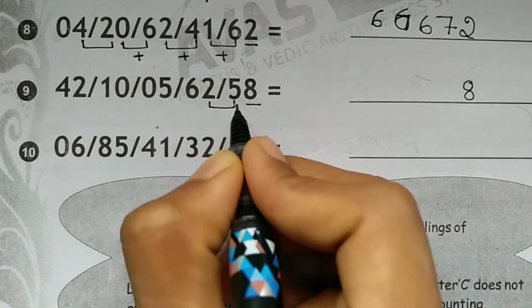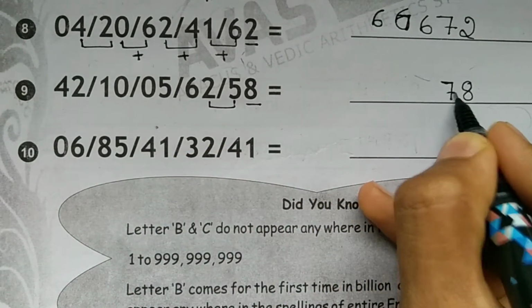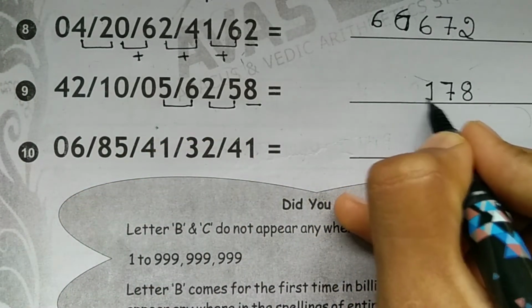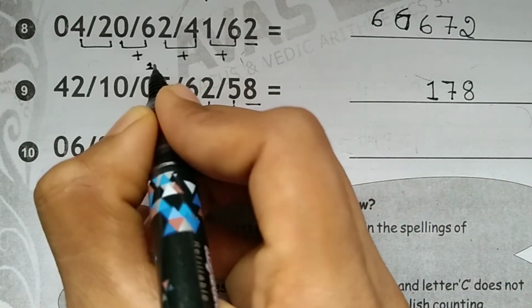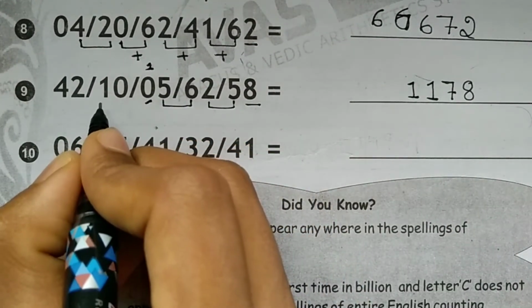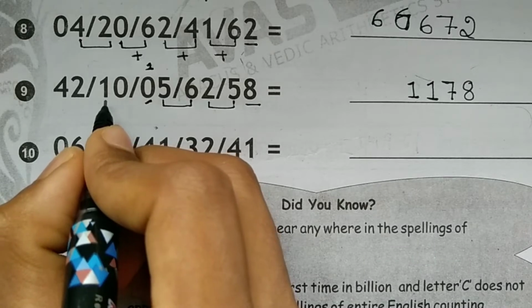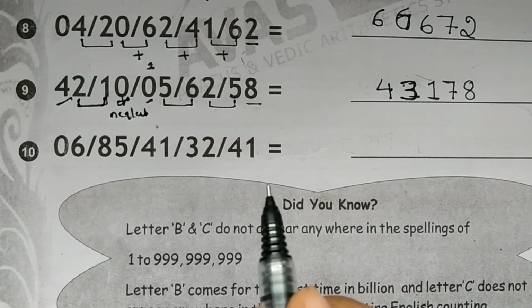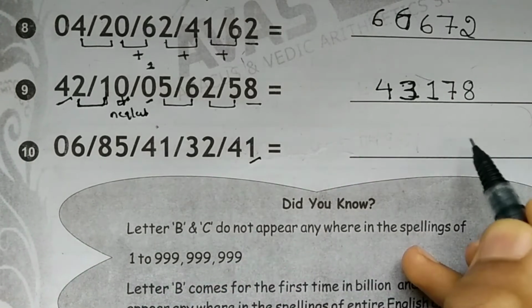Next ninth problem. Here last number is 8. Then 5 and 2 is 7. Then 6 and 5, that is 11. 1 is remaining, as it is. And 2 and 1 is 3. And remaining 4.